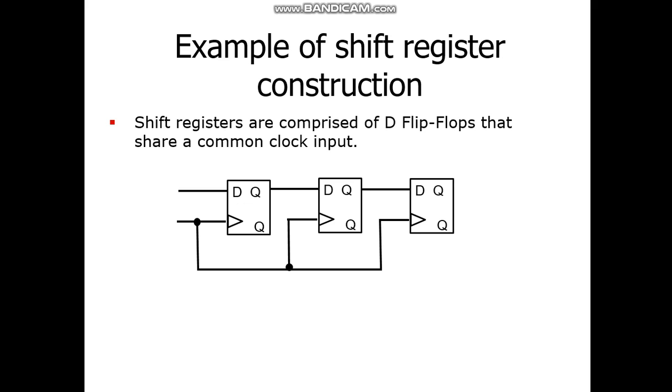Example of shift register construction. Shift registers are comprised of D flip-flops that share a common clock input. This is the common clock pulse input, which we give to all the D flip-flops. Here we give the input and here we get the output, depending on the application of the shift register.